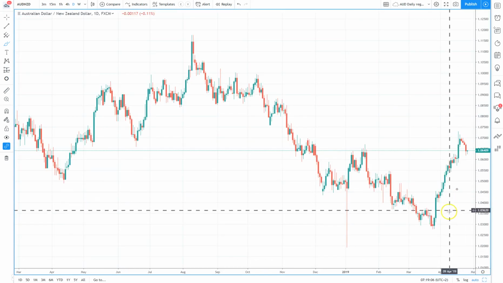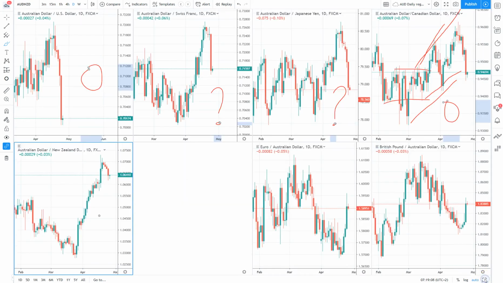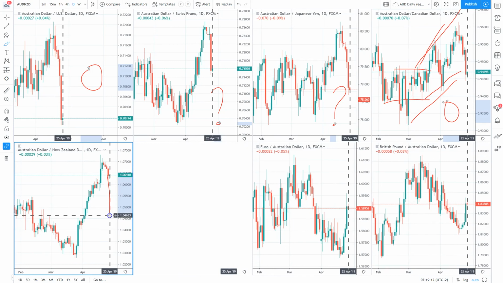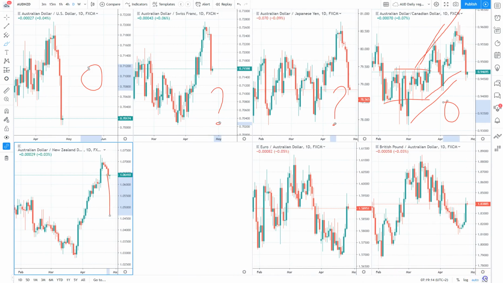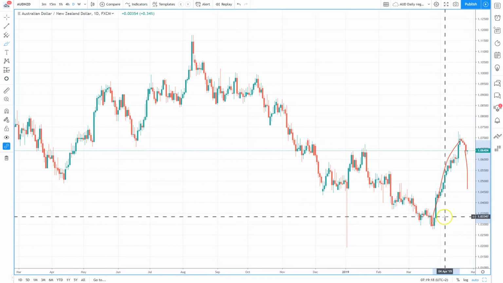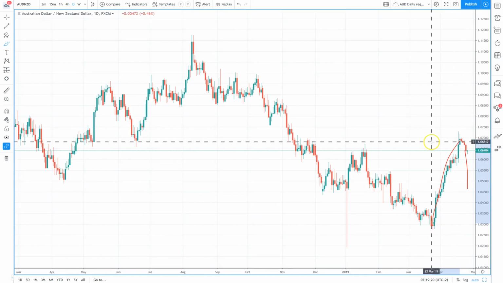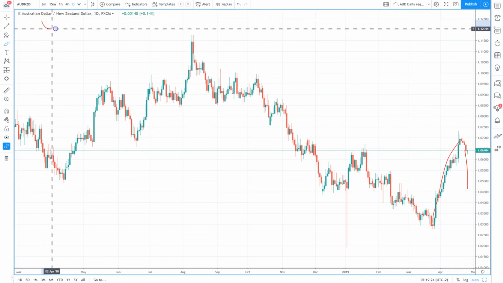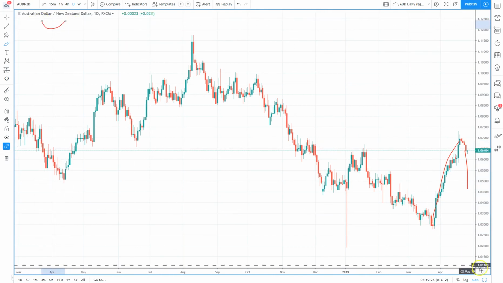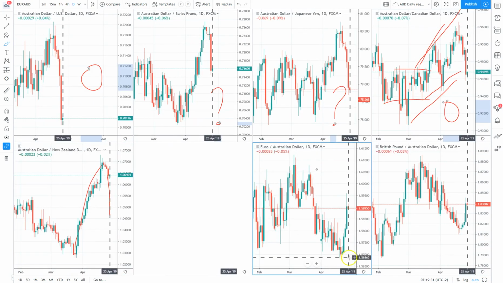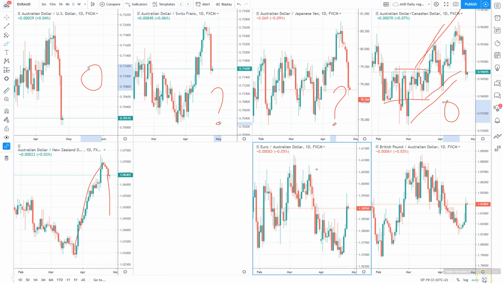This one isn't even participating properly, because we should have a massive drop here like this. That's not happening, right? We just had that up move, nothing else. So this one, and we know Aussie and New Zealand often correlate with each other, so let's keep this one out of the picture, at least for the correlation here.